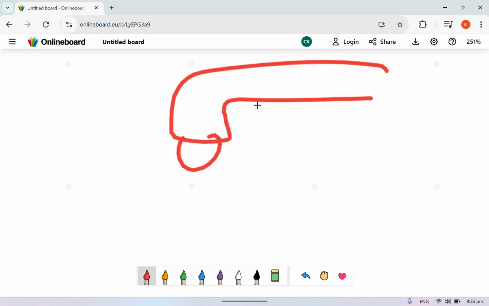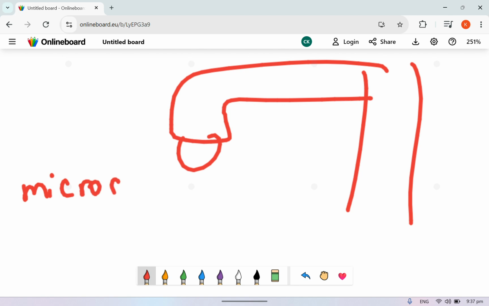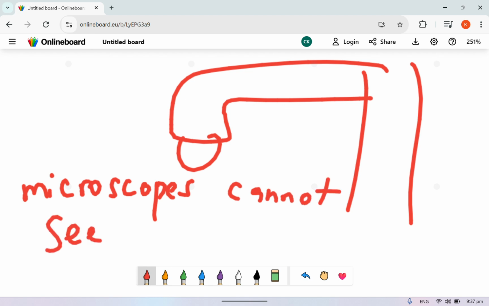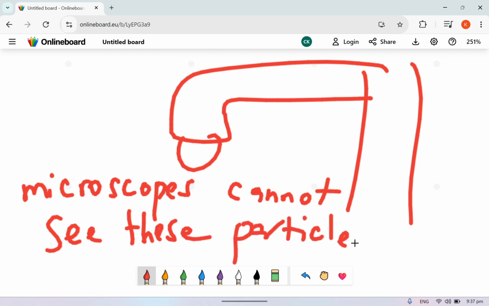The particles, like gas particles, solid particles, liquid particles. You may think that under a microscope we can actually observe these particles, but we actually can't. Even microscopes cannot see these particles. And that's literally how small these particles are. Even the microscope can't see it.